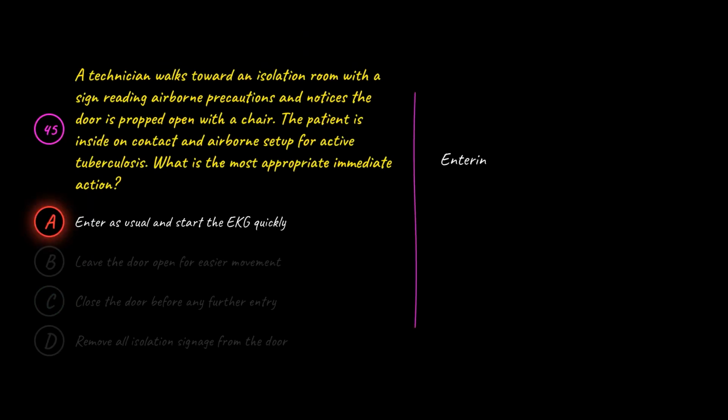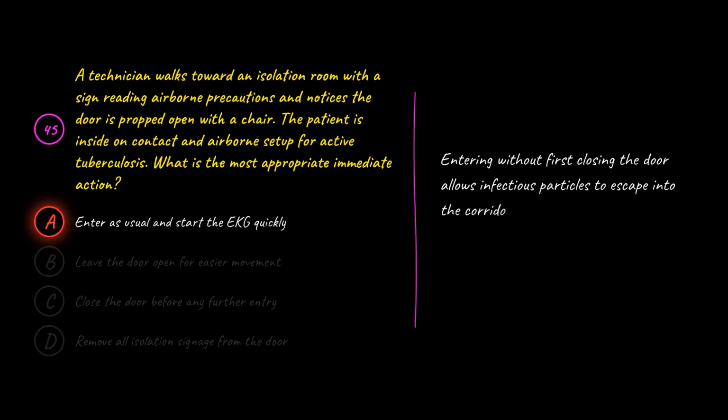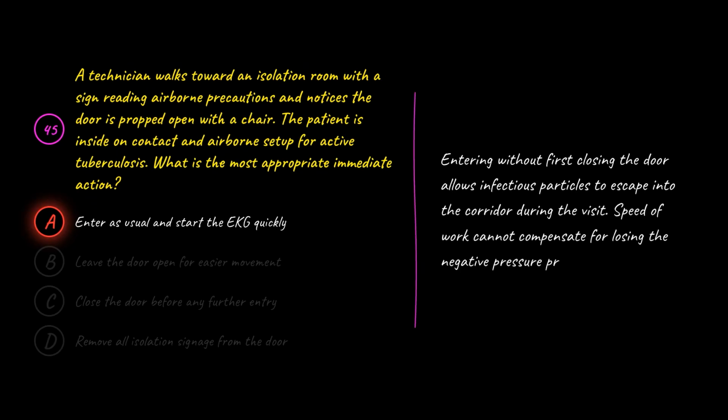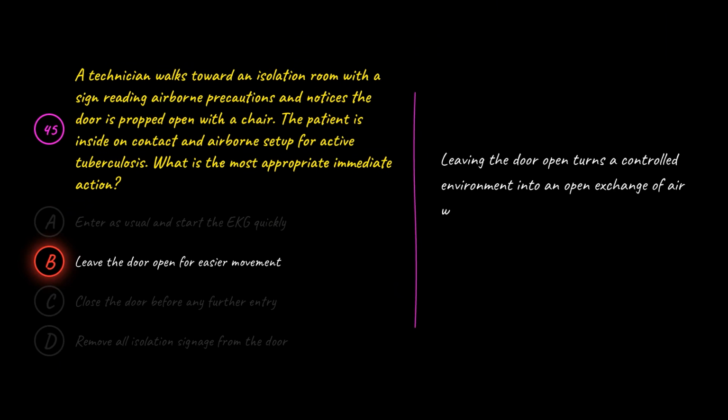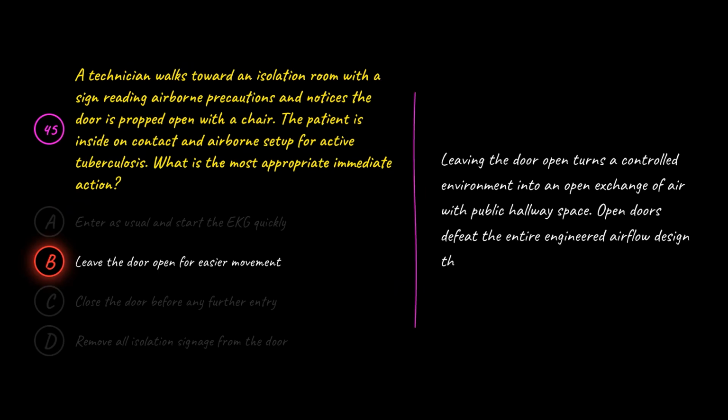A is wrong because entering without first closing the door allows infectious particles to escape into the corridor during the visit. Speed of work cannot compensate for losing the negative pressure protection while the door sits open. B is wrong because leaving the door open turns a controlled environment into an open exchange of air with public hallway space. Open doors defeat the entire engineered airflow design that the isolation room depends on for safety.